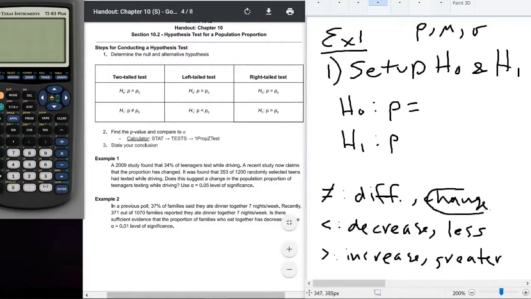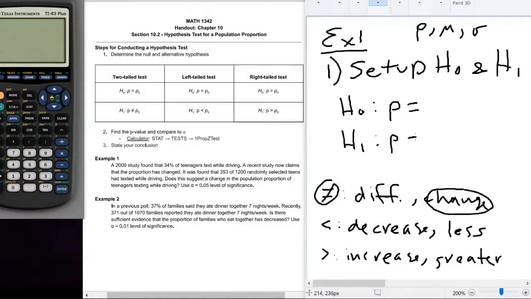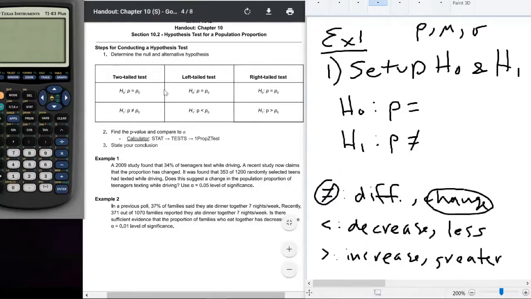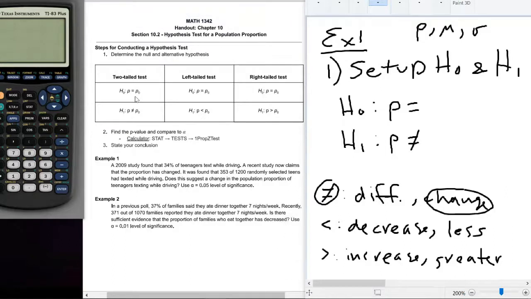So change, we're going to associate that with not equal to. Okay. And then to finish the setup for step 1, we need to grab P naught. Now P naught, that's the value of the population presented in the problem. So here, notice in 2009, a study found that 34% of teenagers texted while driving. This 34% is the population value. So we're going to put 0.34 for both hypotheses.